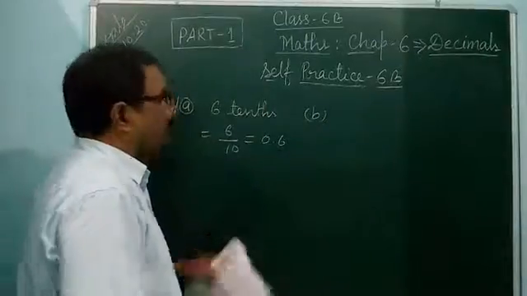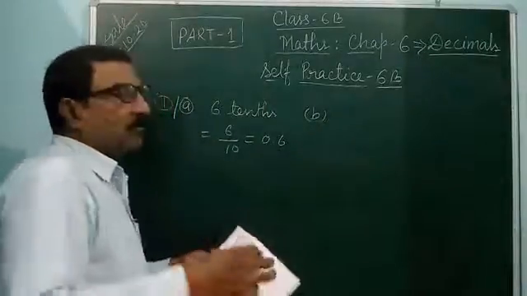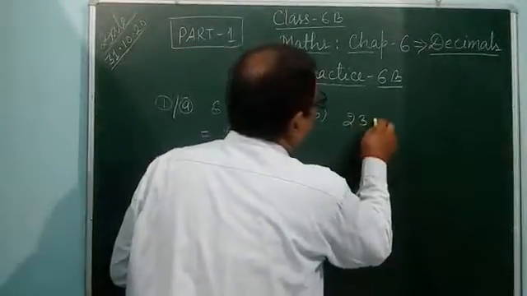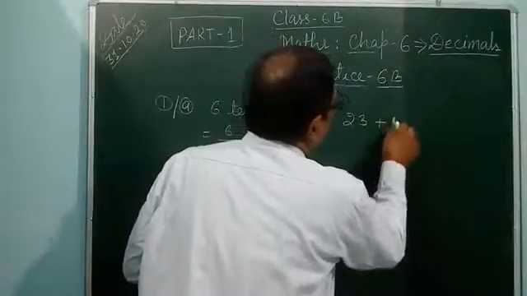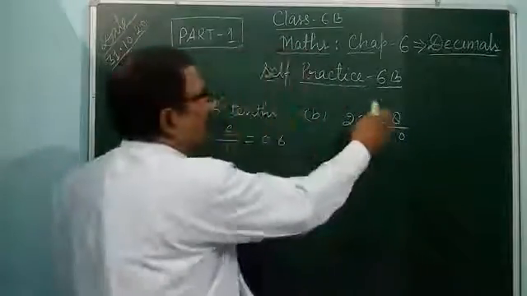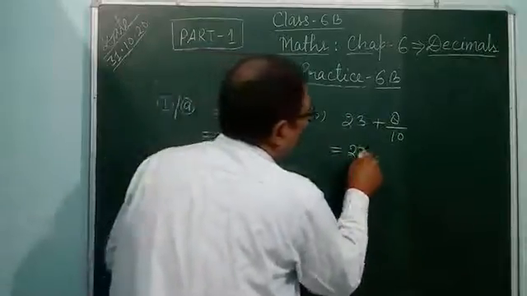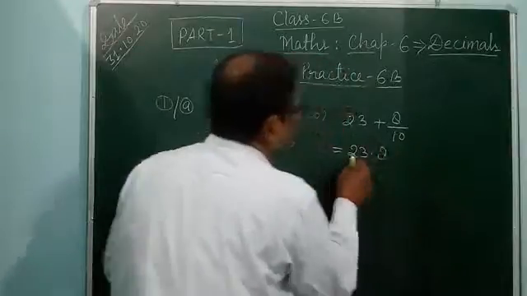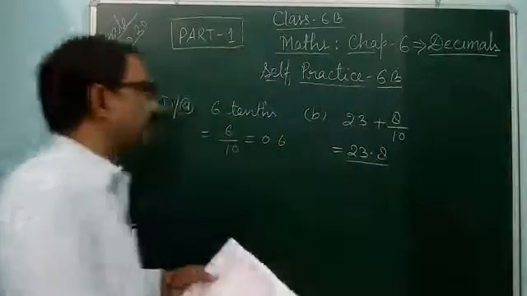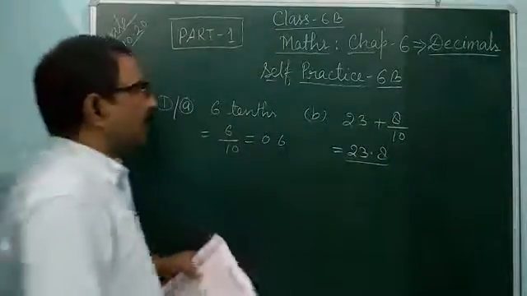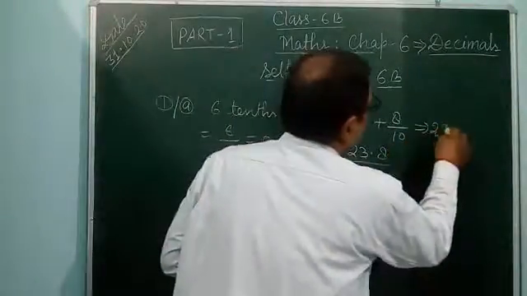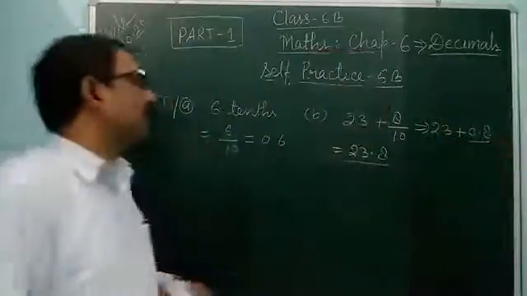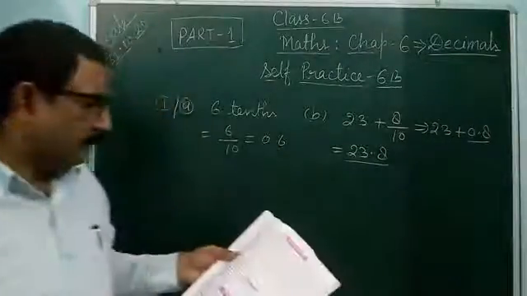Next, question B. 23 and 8 tenths. It means 23 is the whole number. 23 and 8 tenths means 23 plus 8 by 10. It means 23.8. You can write 23.8. This is the standard form. Also you can write 23 plus 0.8, which means 23.8. Also you can represent it like that.